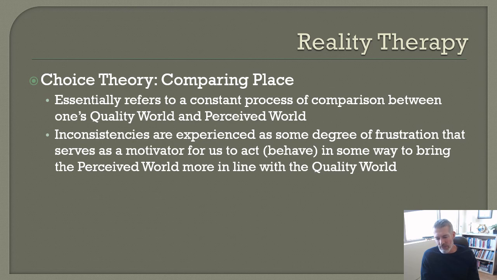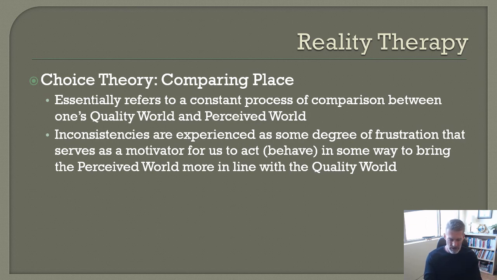And then Glasser identifies what he calls the comparing place, which is not actually a place, it's a process. Or it's the experience of tension, maybe is a better way of putting this, between the quality world and the perceived world. The tension that arises between this is how I experience the world as being, perceive it as being, and this is what I want it to be.